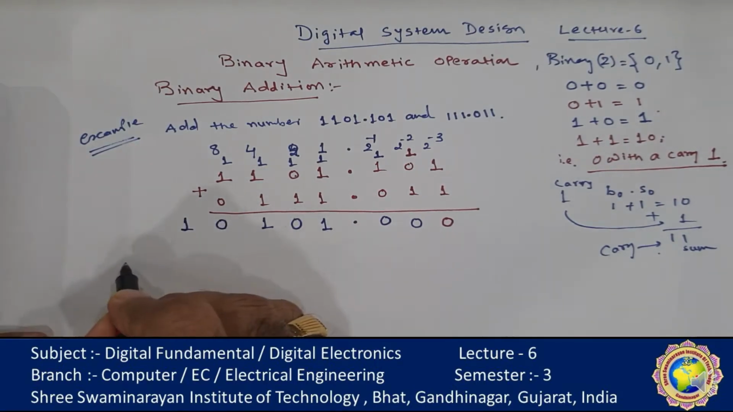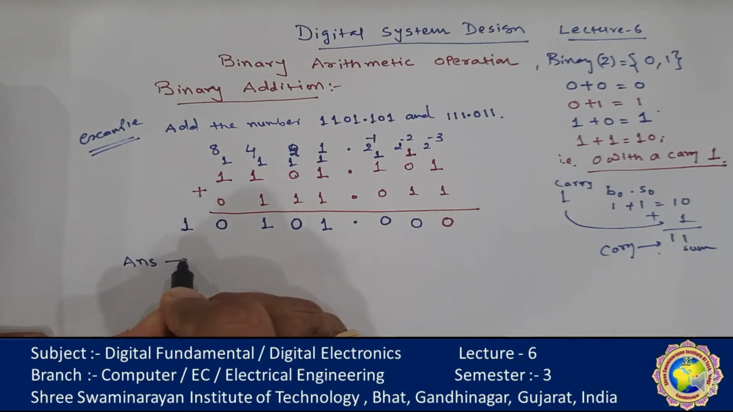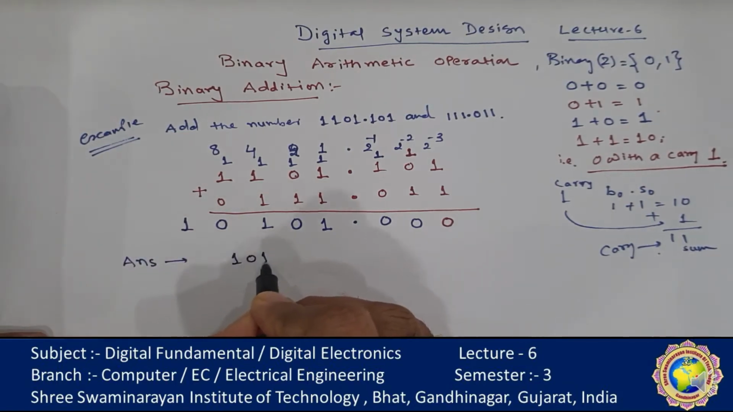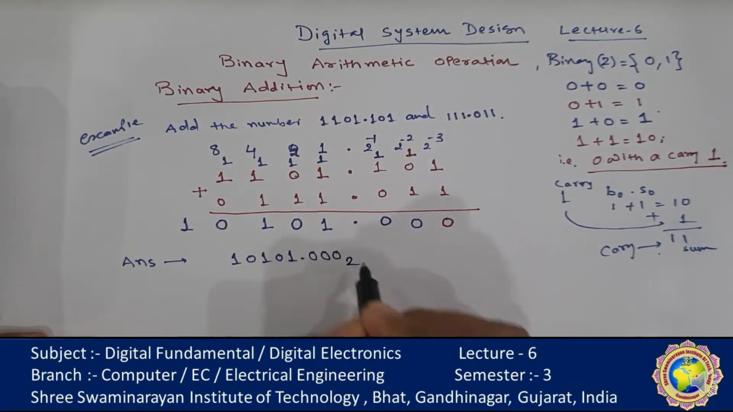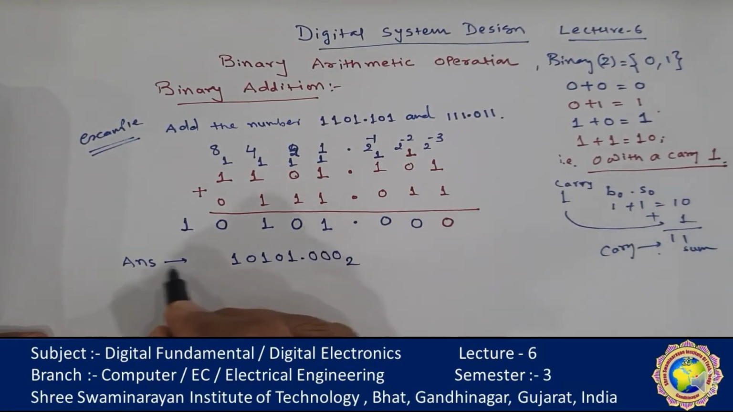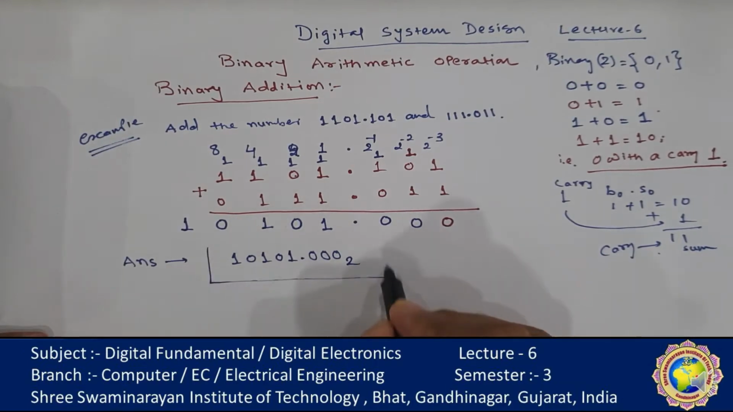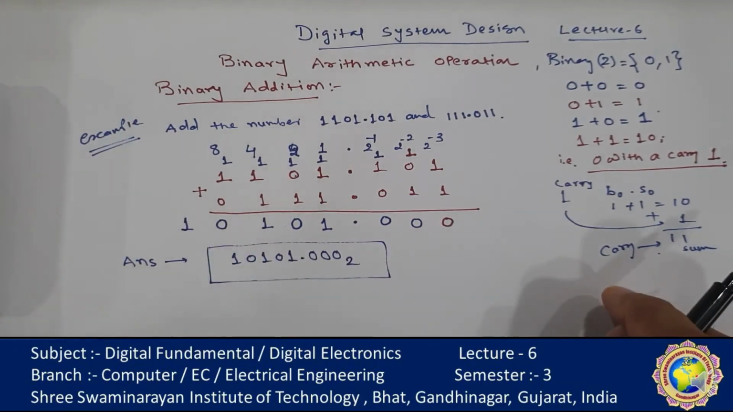So the answer will become 10101.000 in binary. This is the addition of the given two numbers.